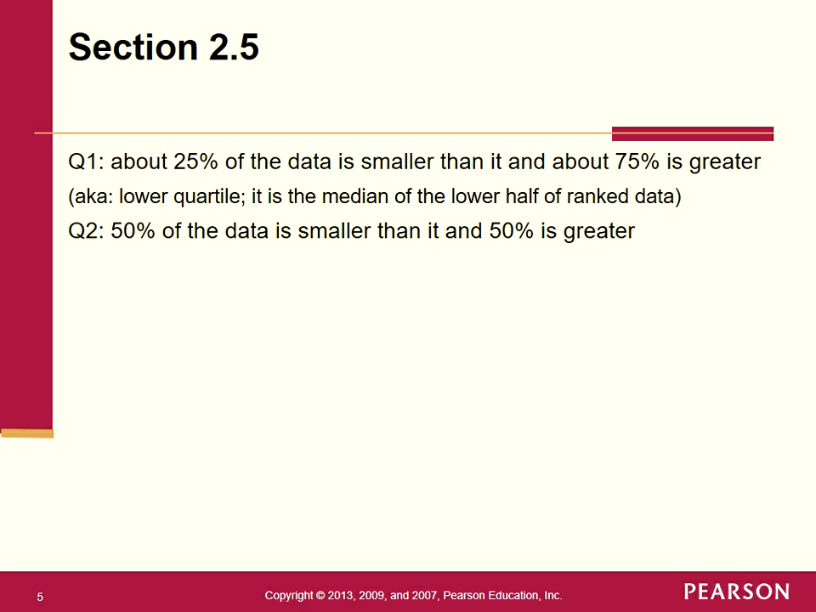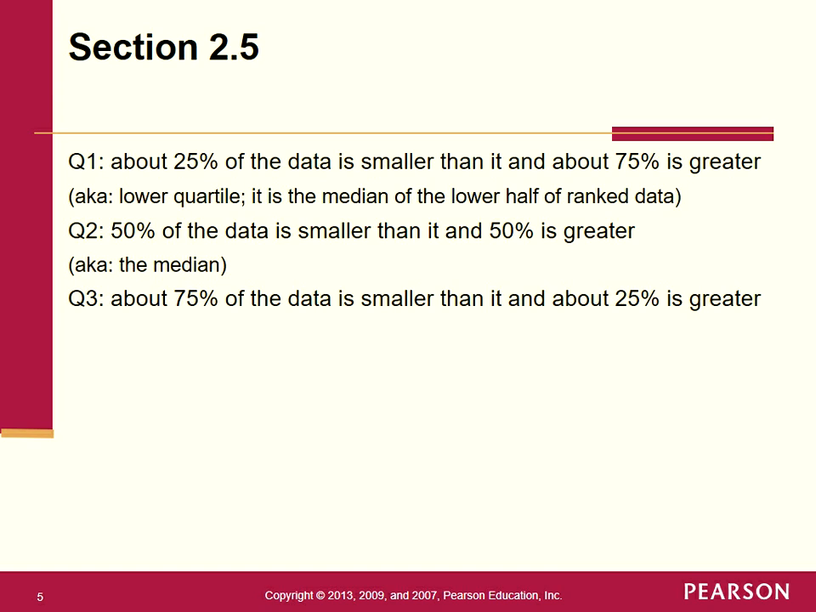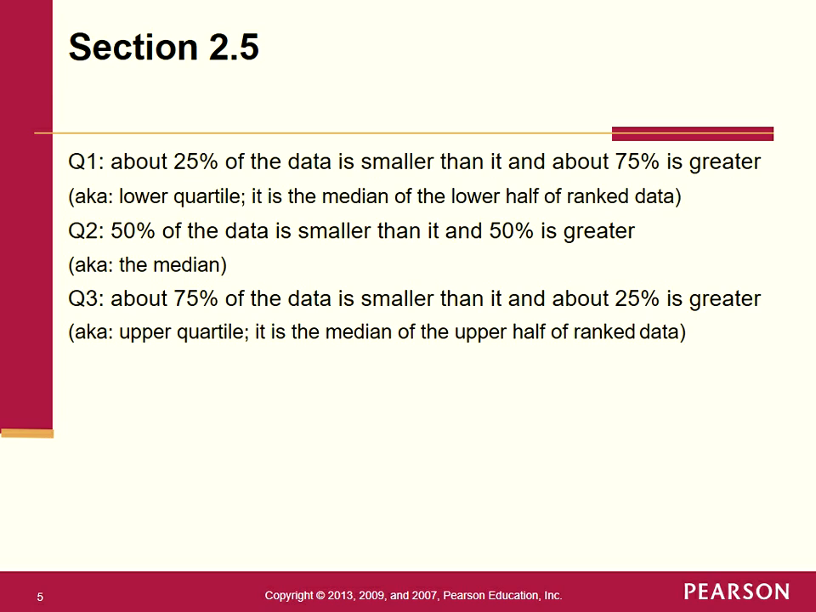Q2, 50% of the data is smaller than it and 50% is greater. Well, we have a name for that one also. You guys already know that name. That's the median. Okay, so Q2 is the median. And then Q3, about 75% of the data is smaller than it and about 25% is greater. That's also called the upper quartile and is the median of the upper half of the ranked data. Okay, so Q1, Q2, and Q3.